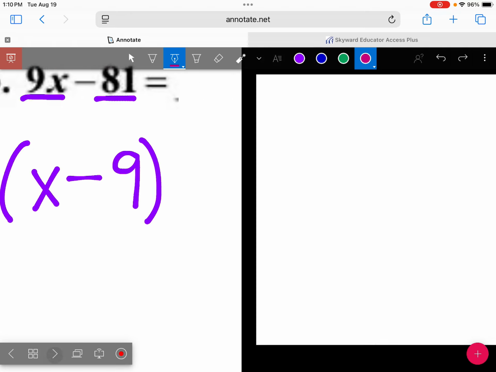3 parentheses x plus 3 and 3x plus 6. What do we think? Is this equivalent to this? No. Why not? Think about if we were to distribute this one out. 3 times x would give us 3x, and 3 times 3 gives us 9. So 3x plus 9 is not the same thing as 3x plus 6.